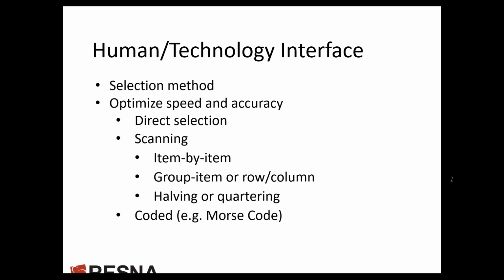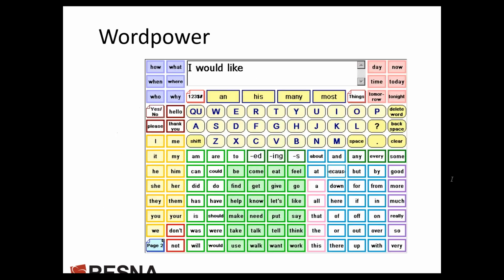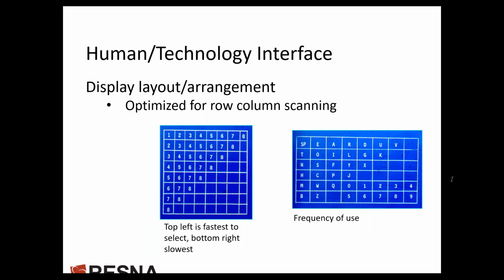Item by item would be each individual item. So if we go back here, item by item is I have to hit my switch for 1 and 2 and 3 and 4 and 5 until I get to the number that I want. Group item would be, let's say, the frequency of use one where I have my letters. The left-hand side of the chart would be one group. The right-hand side would be another group. So I could scan the larger groups, and then I'm going to switch over to row column in order to get what I want.